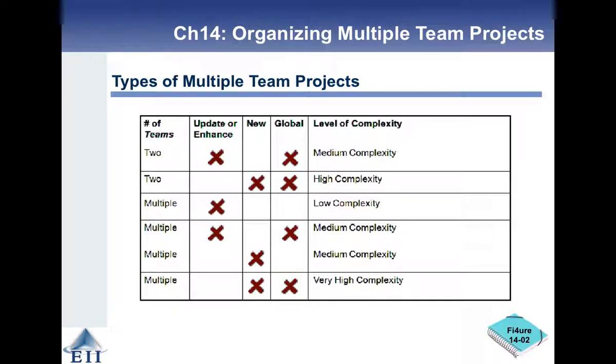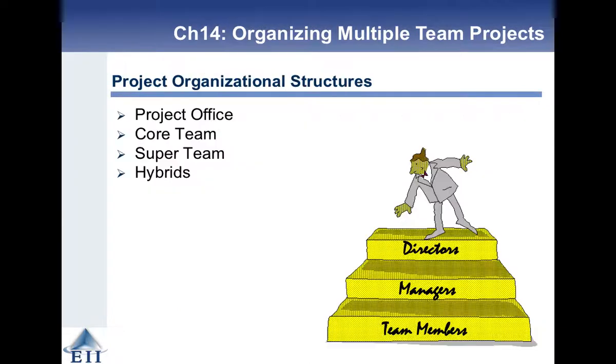Right, so types of multiple teams, number of teams. If it's just an update or an enhancement, or if it's global, then it's medium complexity. If it's new and global, then you've got high complexity. If you've just got multiple teams and it's just an update or enhancement, the complexity is low. If you've got multiple teams with an update and global, that's medium. If you've got multiple teams and it's new, that's medium. If you've got multiple teams, it's new and it's global, that's hugely complex.